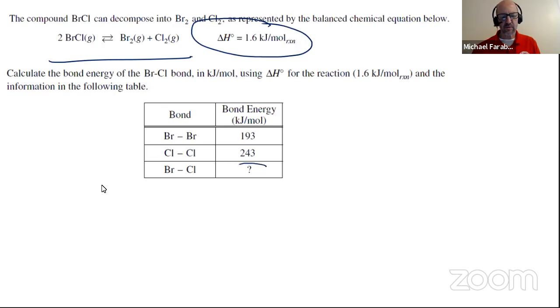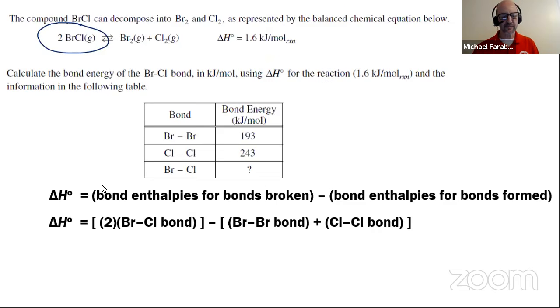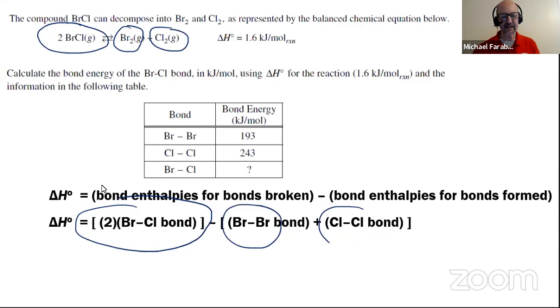What we don't know is the bond energy or bond enthalpy for the bromine-chlorine bond. So we're going to still use the same equation, but just plug in everything we know and solve for what we don't know. On the left side of the equation, there are 2 BrCl molecules, so we're going to be breaking 2 BrCl bonds. And on the right side of the equation, we have a Br2 and a Cl2, so we're going to be forming a Br-Br bond and a Cl-Cl bond.